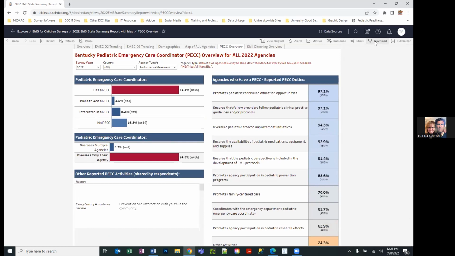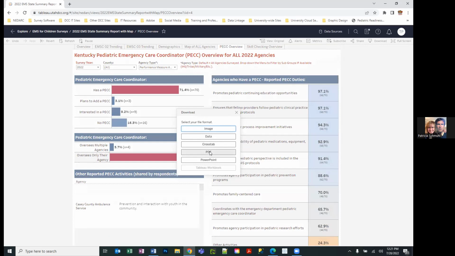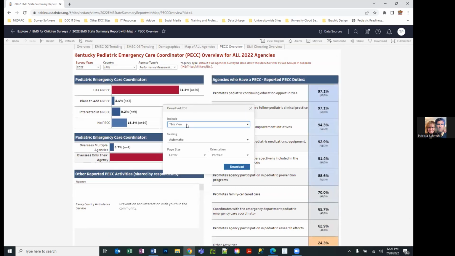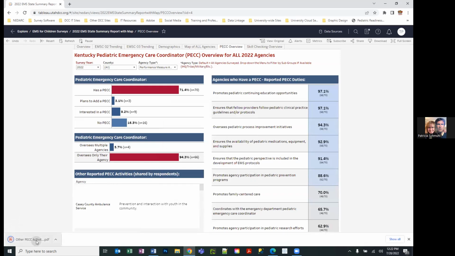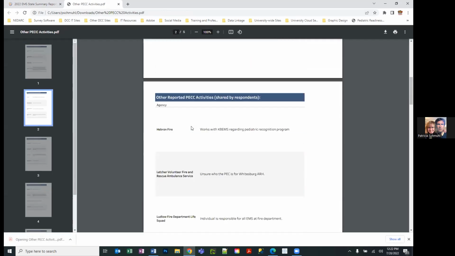And just quick to show you, if I go to download PDF, a view is talking about this entire dashboard, but it also means you could export individual components of this dashboard. Same with specific sheets from this dashboard, which is what we want to do. We want to export this graph right here. So I'm going to clear all, come over here to other activities, and download it. And it will open up a PDF and you can read each one of those comments.